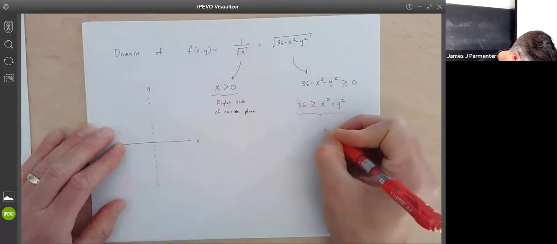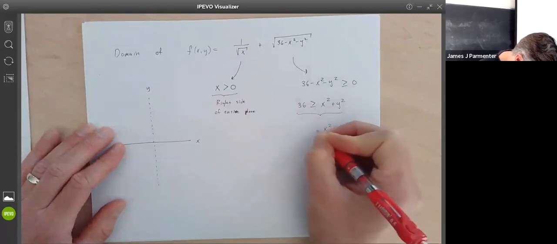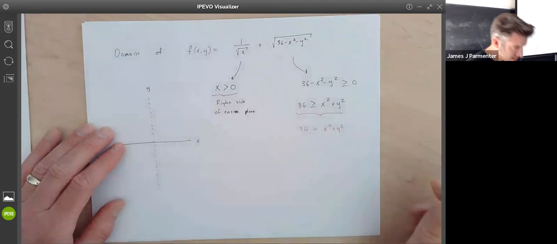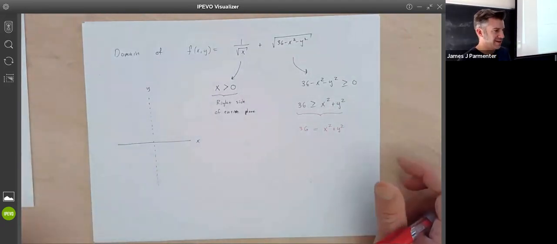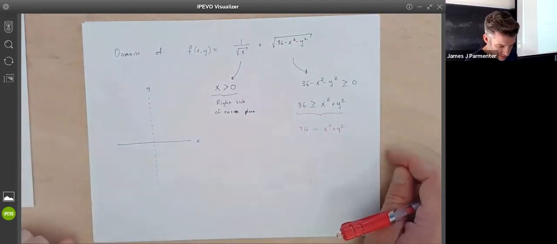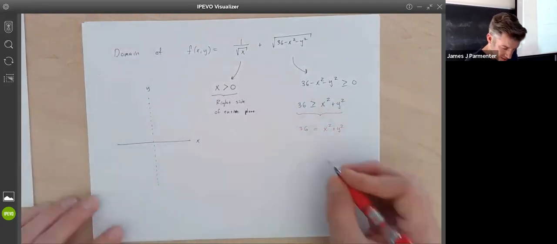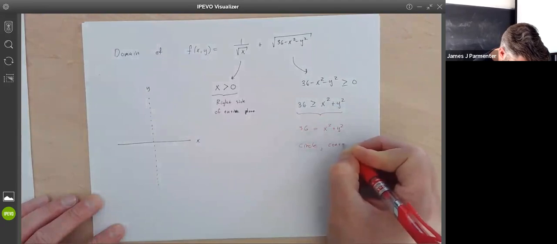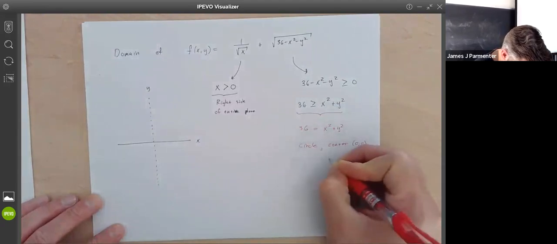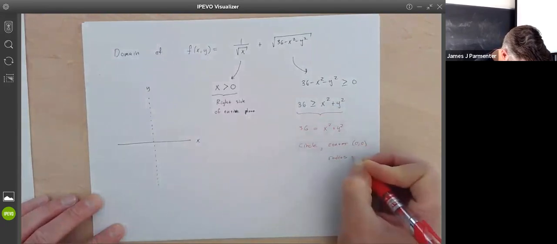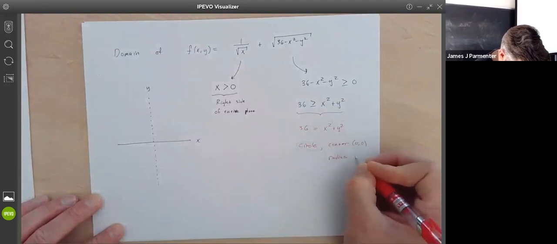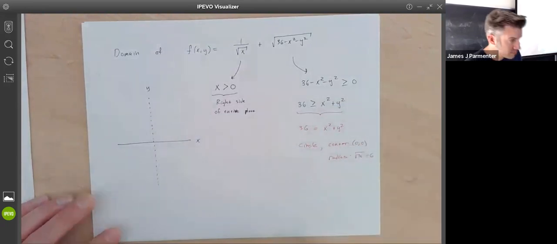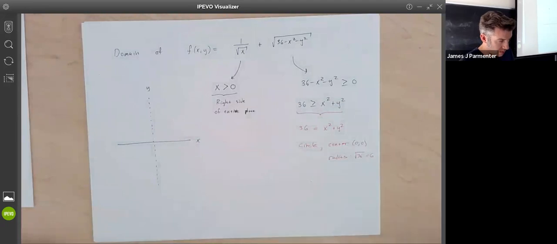It's true that x squared plus y squared equal to 36 is the equation of what kind of graph? It's a circle. It's a circle centered at the origin with a radius of what? 6. Exactly. So what we're going to do is we're going to draw.